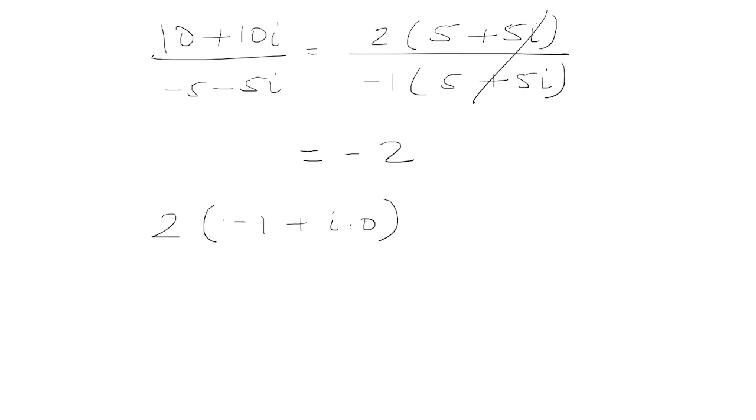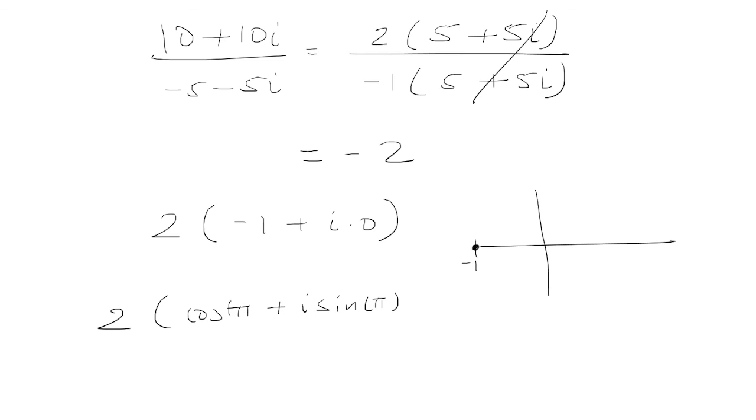And if we look at the point, negative 1 comma 0 is over here. That means theta equals pi, so it's cosine of pi plus i sine of pi. Okay, so this will be in polar form.